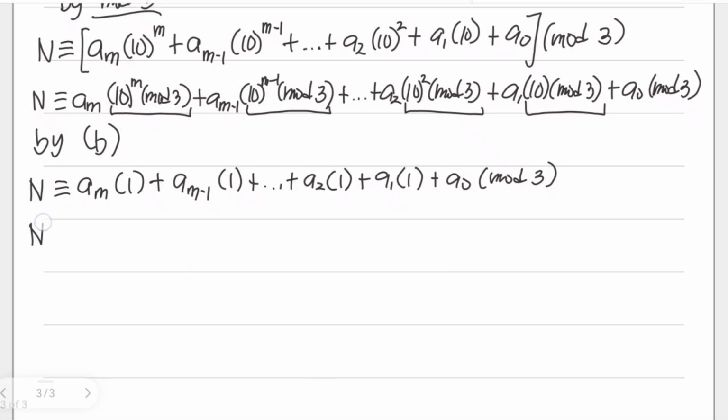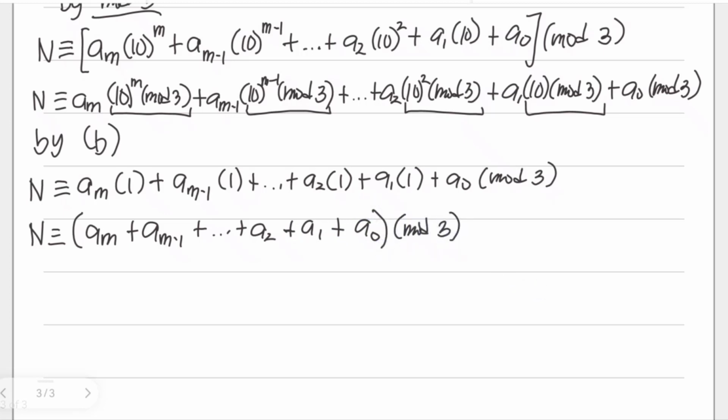Take note that if we group a sub m, because that's just 1, a sub m minus 1 plus dot dot dot plus a sub 2 plus a sub 1 plus a sub 0, removing our modulo 3. It doesn't matter if you don't have modulo 3 here because you already applied 1, because they are all under modulo 3. What do you think are these? This is now where our analysis will come in. What are these? Specifically, let's say this is C.